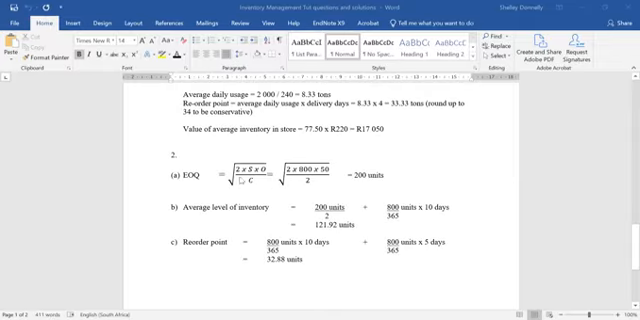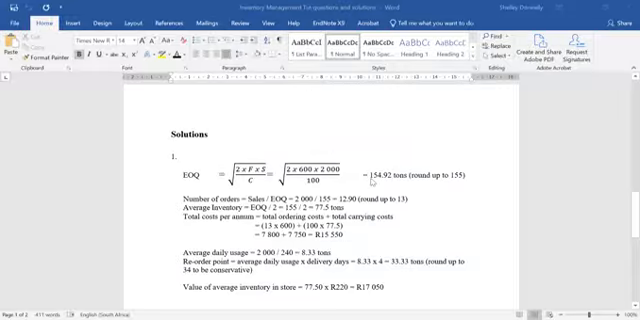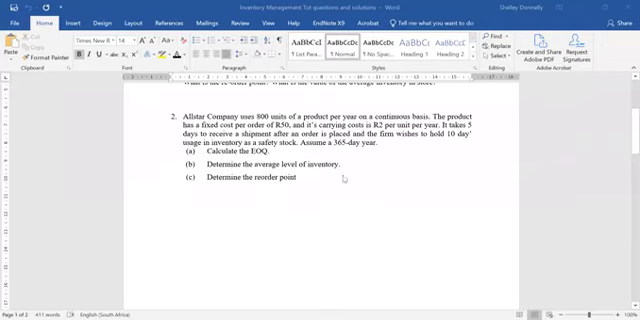There's the EOQ, square root of 2 times S times O over C, so it's 2 times 800 times 50 over 2, square root it, 200 units. So this firm should be ordering 200 units every time they do that. Okay. So the next question asked, what is the average level of inventory?